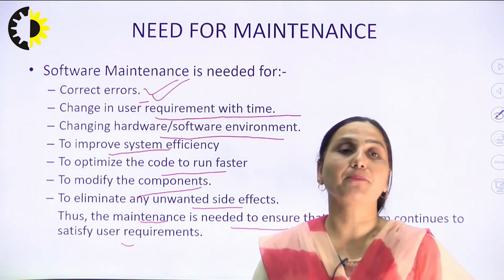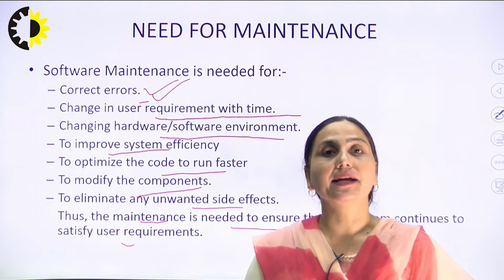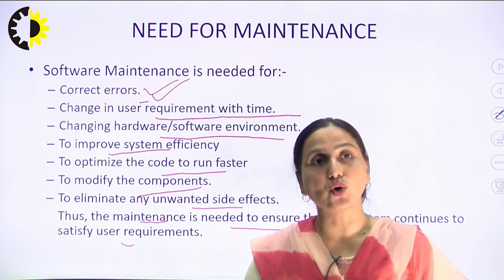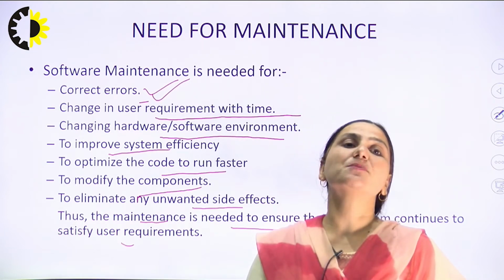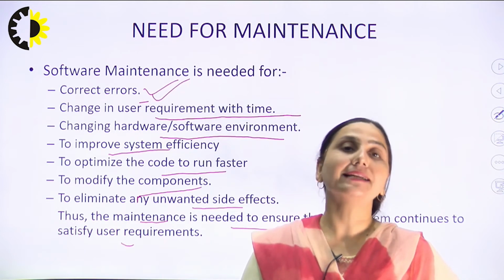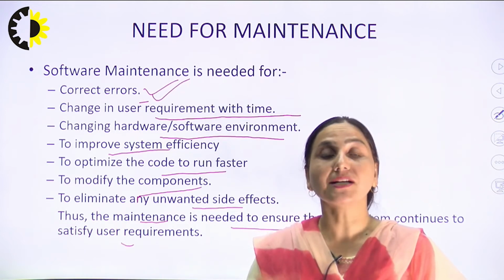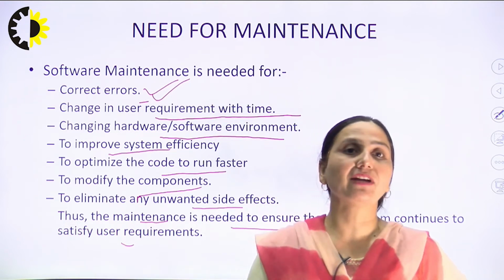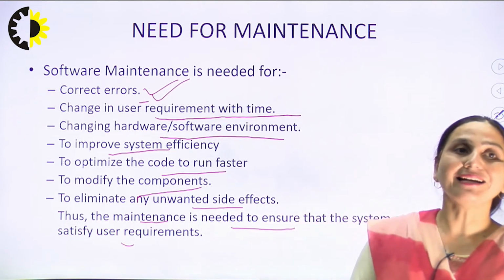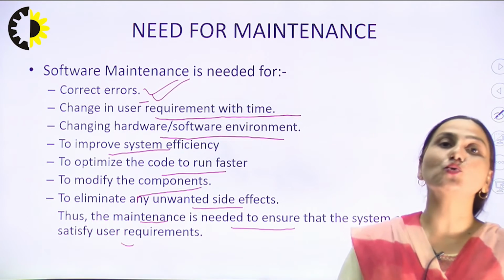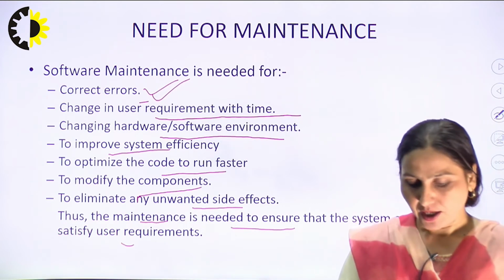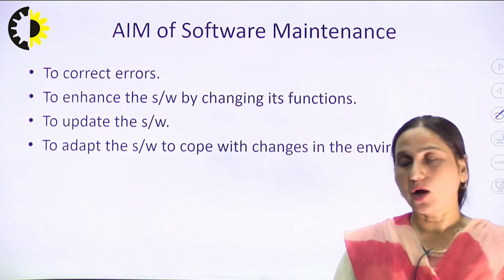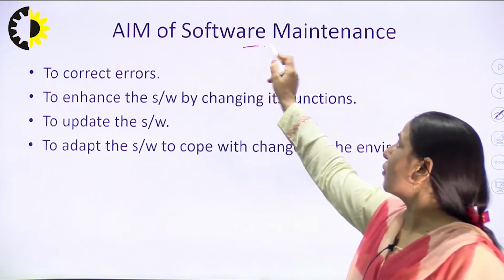This is the most important point, that it is needed so that we'll be able to ensure that the end user is satisfied, because at the end of the day, that is actually the aim: how satisfied that individual user is. So it is needed so that we'll be able to ensure that the system satisfies the user requirements in the proper way. Now, what is actually the aim of software maintenance?